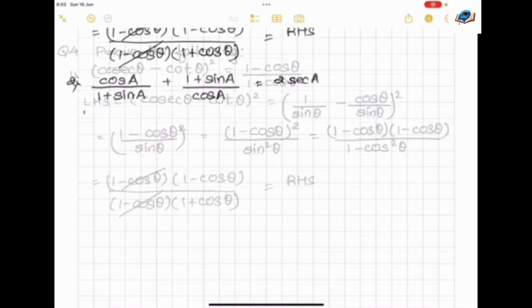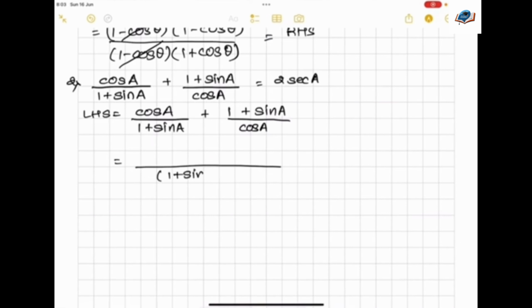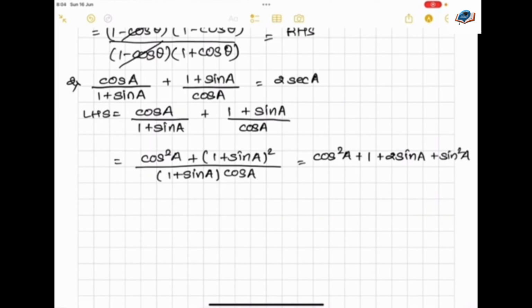Now second one is cos a upon 1 plus sin a plus 1 plus sin a upon cos a equal to 2 sec a. So again LHS I am taking. Now I have written LHS. Now I am doing first LCM there. So 1 plus sin a into cos a. So cos square a plus 1 plus sin a whole square. So that will be cos square a plus 1 plus 2 sin a plus sin square a whole upon 1 plus sin a into cos a.